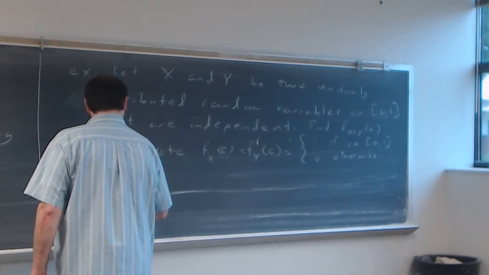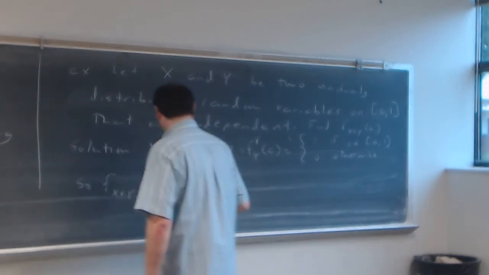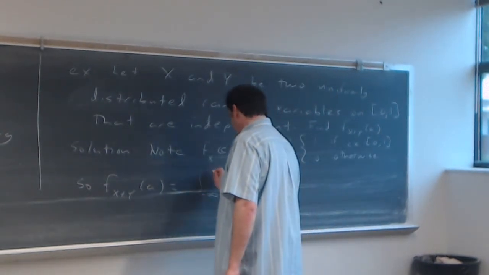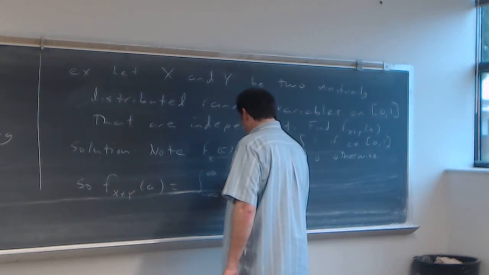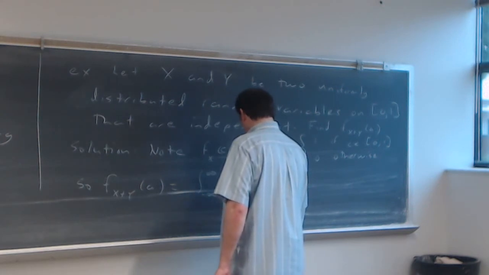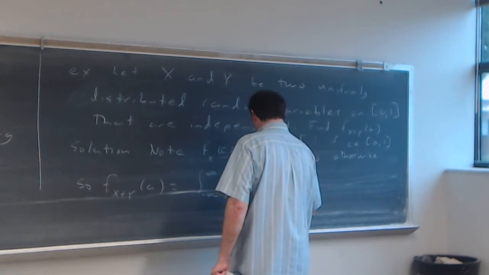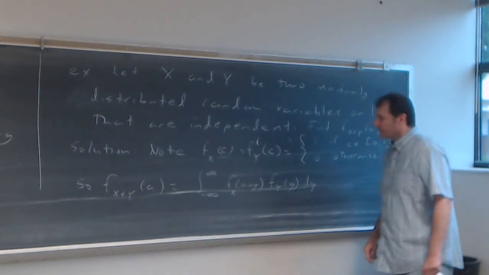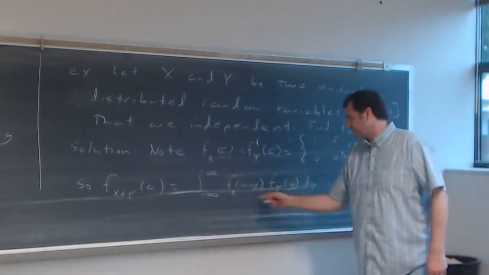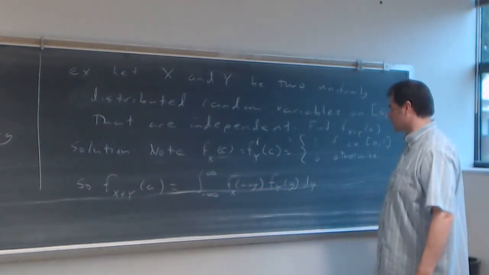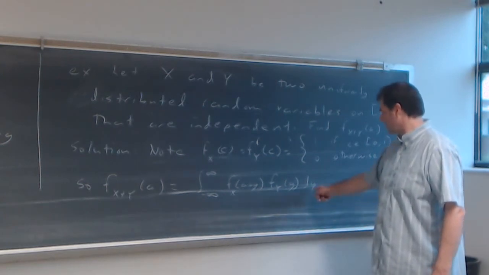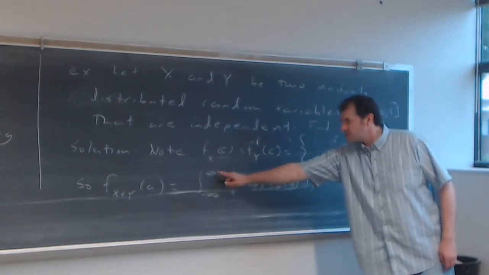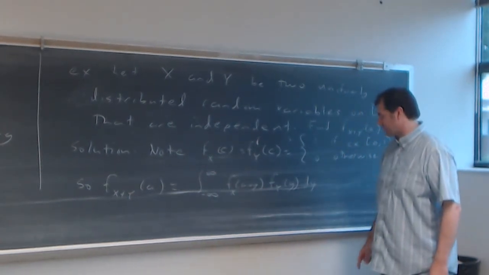That's what we have. So f sub X plus Y of a, by our previous fact, what I recalled just a few seconds ago, is equal to the integral from minus infinity to infinity of f sub X of a minus y, f sub Y of y, dy. Now, we're integrating this product between these two functions. And one thing I want to tell you is that we're integrating with respect to y. So this sets the limits of integration with respect to y.